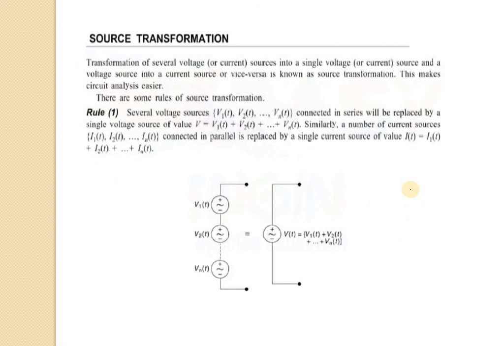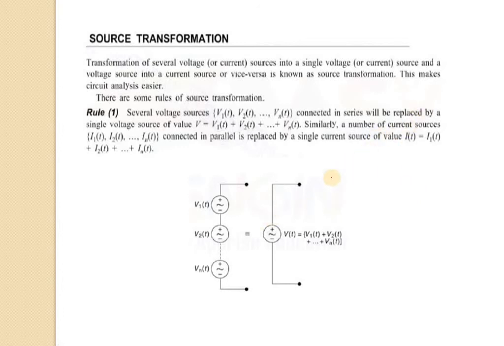Next technique is source transformation. Transformation means we will interchange. That means a voltage source will be interchanged into the form of a current source, or a current source will be interchanged into the form of a voltage source, or it can be a combination of series and parallel, of resistance, that can be changed from parallel connection to series. In that way, some rules are there that we will highlight in this portion.